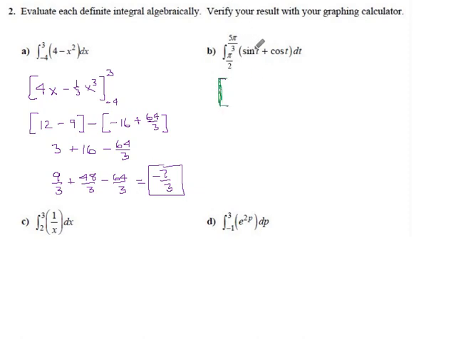So, antiderivative of sine t. We know the derivative of cosine is negative sine, so the derivative of negative cosine should be positive sine. This will be negative cosine t. And the derivative of sine is easy, that one's just sine t.